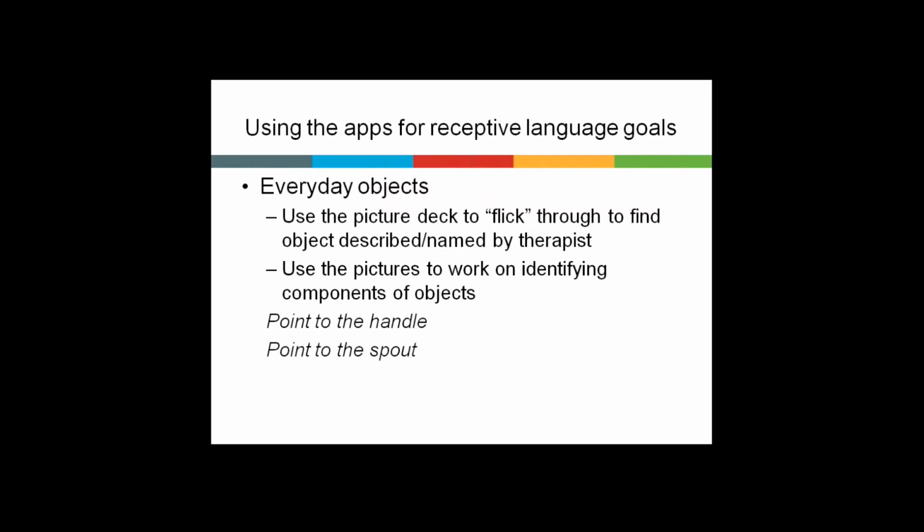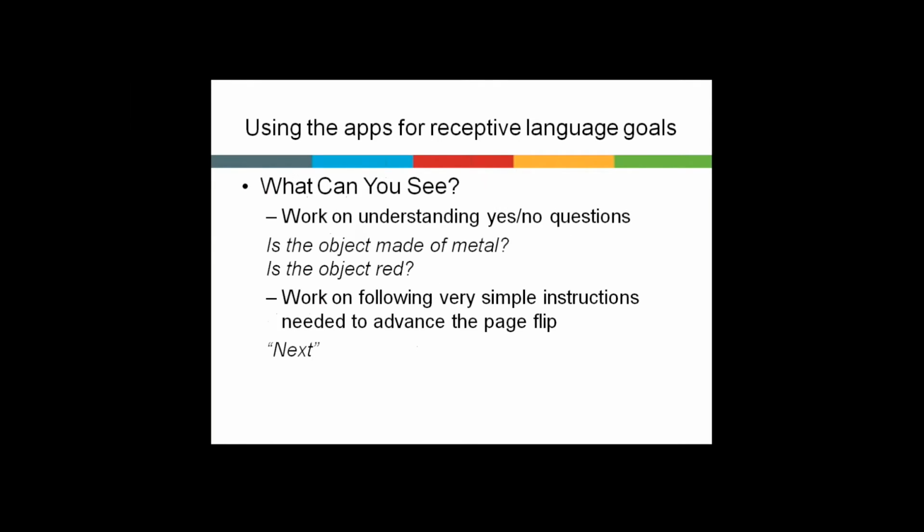With everyday objects, you also have access to a picture deck which you can flick through, and I think a nice task would be to have the client flick through and find the object that you've described. So I might say find me the teacup, and the client flicks through until they find what it is that you were asking for. But you can also use the individual pictures one by one. For example, point to the handle, point to the spout. So working on identifying the components within that object itself.